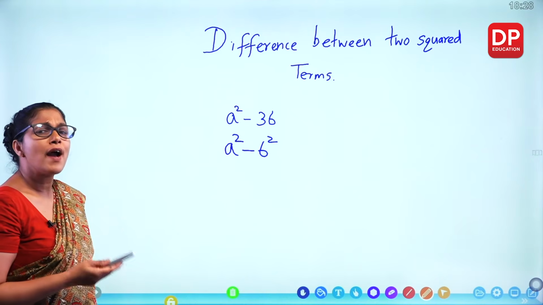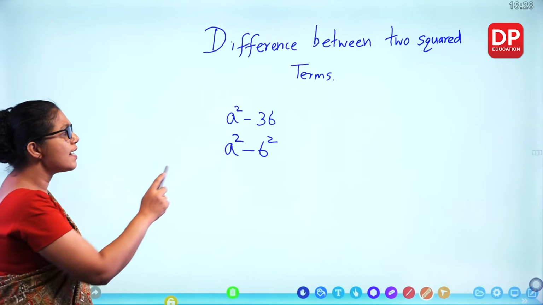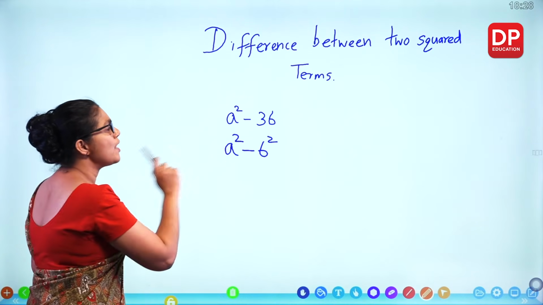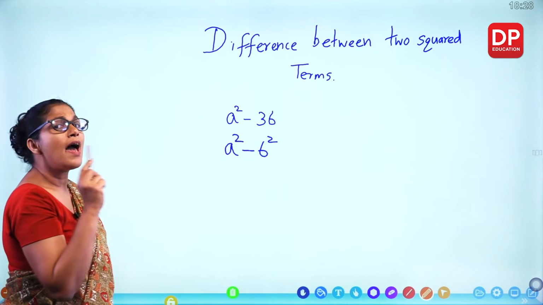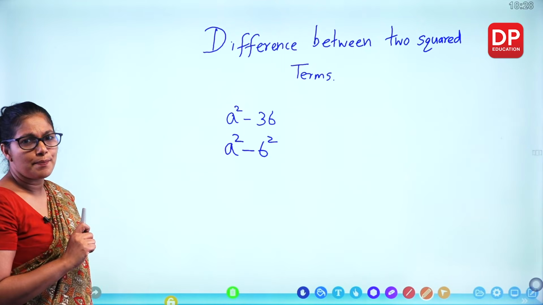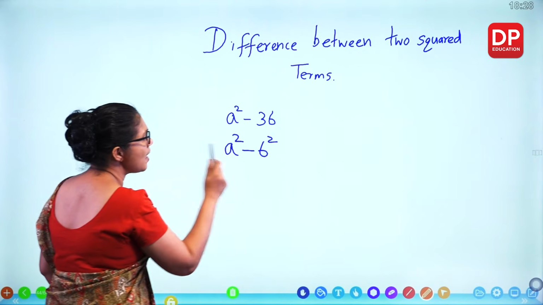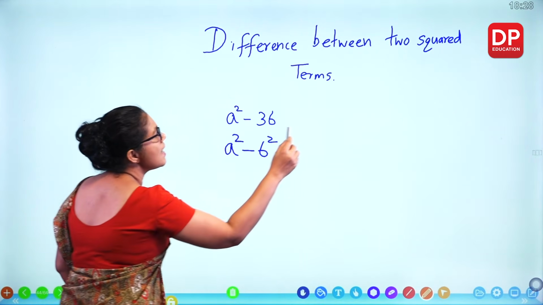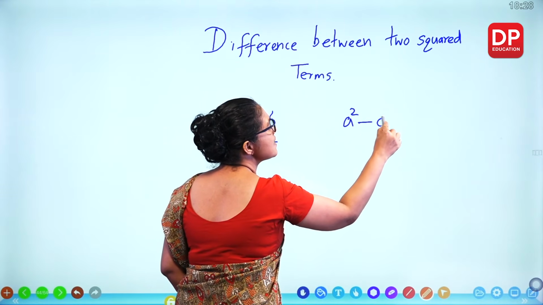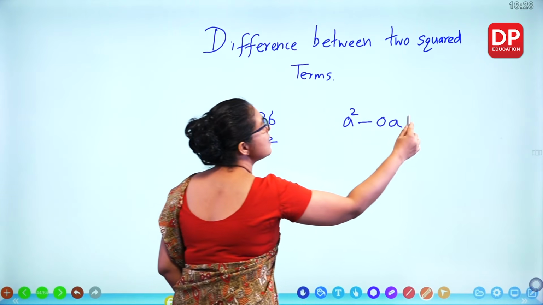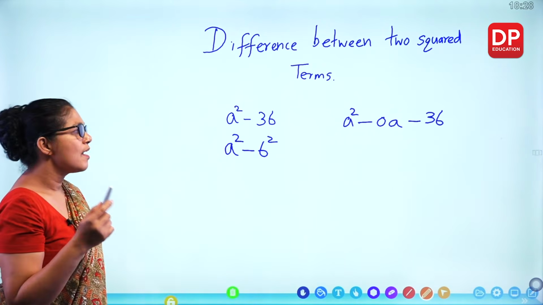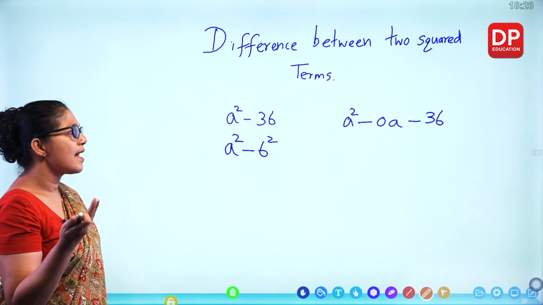Now how can we factorize this? We'll try to connect this to the previous trinomial. When we take a trinomial, a square term is there and the constant term is there. What is missing? The middle term. So the middle term is missing. So instead, I can write a squared plus or minus, doesn't matter, 0a, and the next number is minus 36. Here you can write either plus or minus because 0 means nothing.